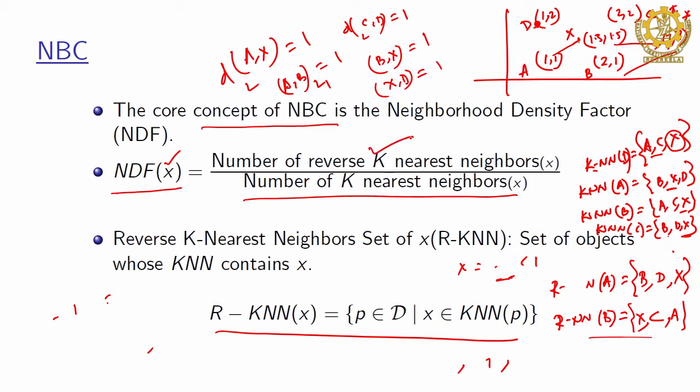The numerator value can be 0, as in this example of f. f is far away from the other cluster points. Why is it far away? Because it is not in the vicinity of a cluster, and therefore the reverse k nearest neighbor count for that point will be 0. So very likely if the point is an outlier or noisy point, the NDF value will be close to 0, because this is 0 and this is some value. Even if it is not 0, say it is 1 and this is 5.